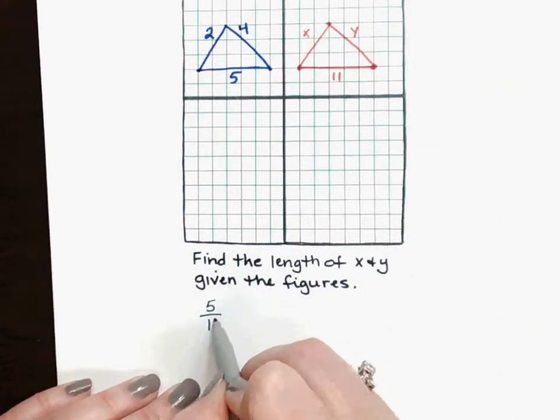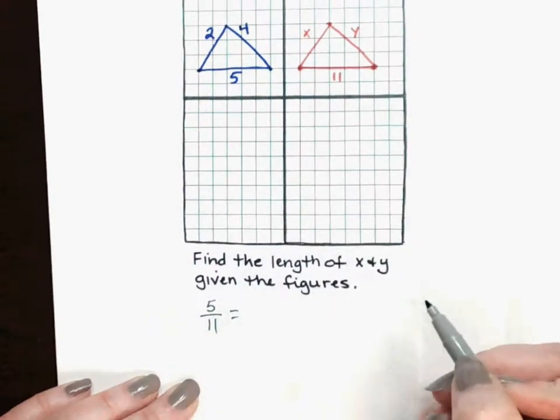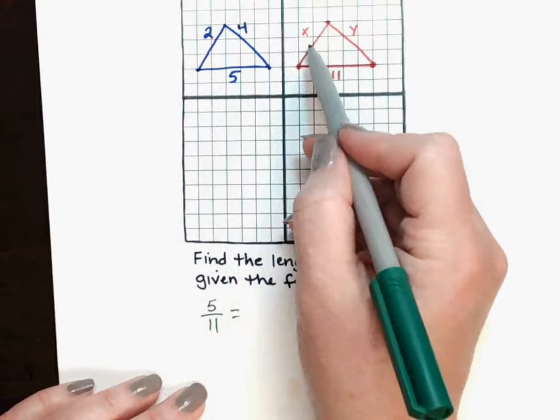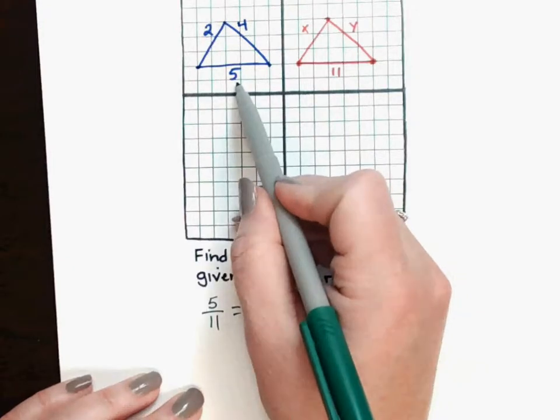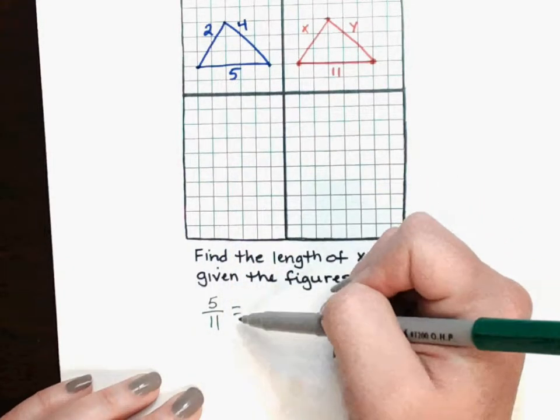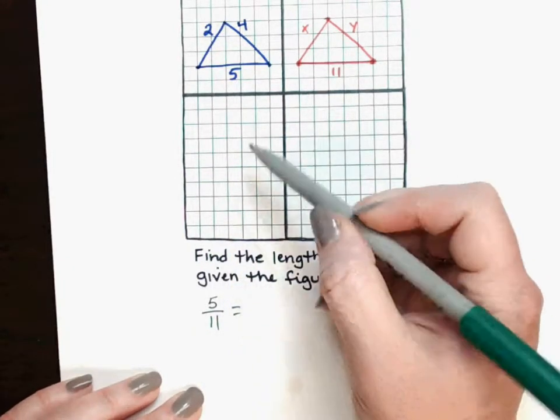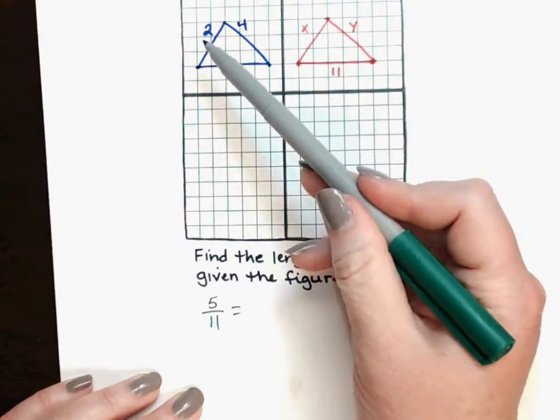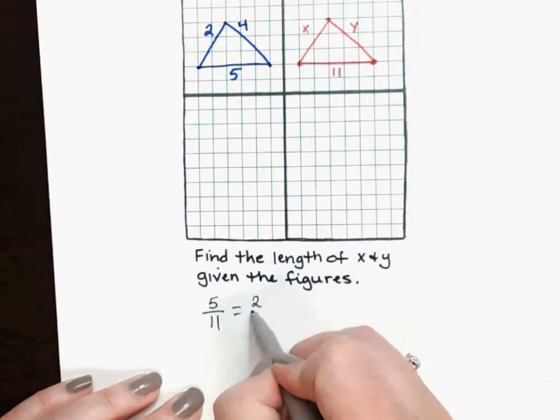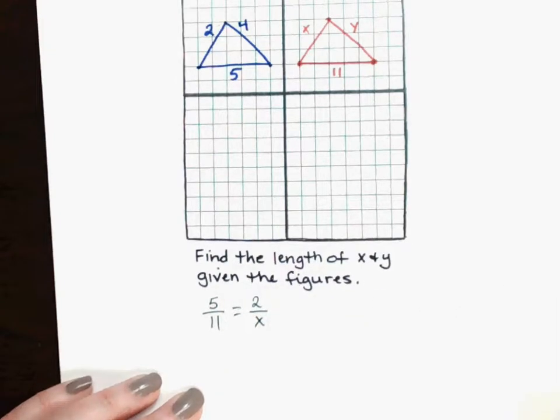5 matches the 11, and let's go ahead and solve for the x first. So since I started with the 5 on top for this part of the proportion, then I need to go back to this triangle and put 2 on the top to solve for the x.